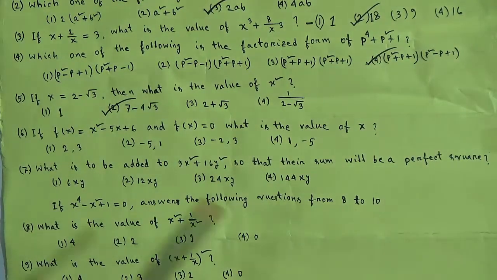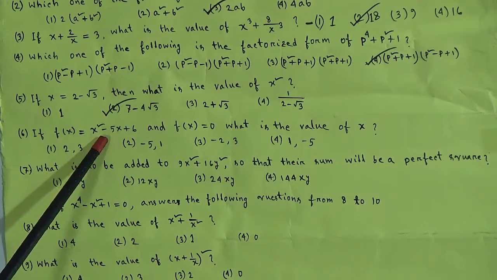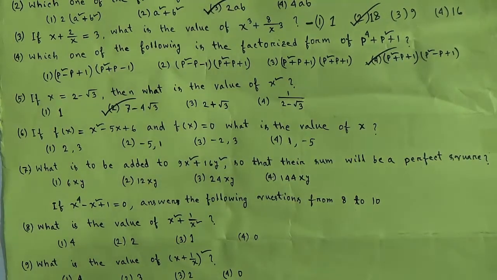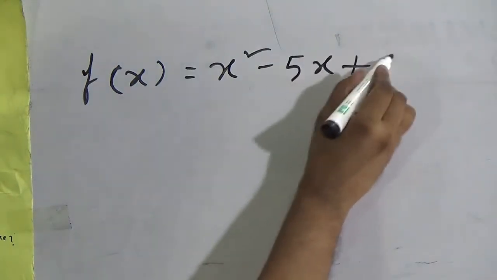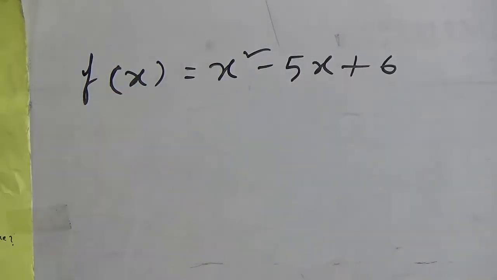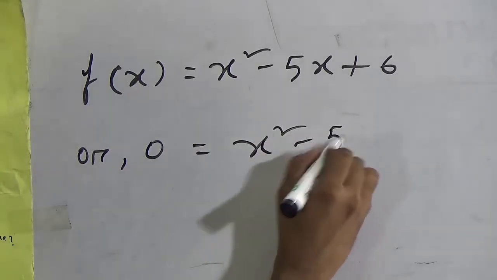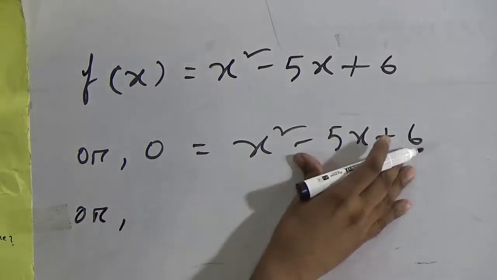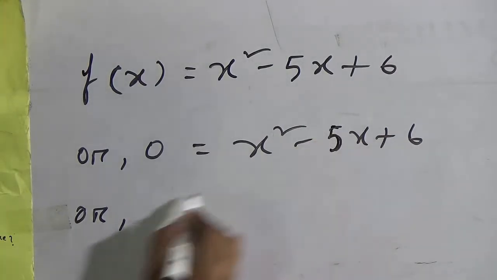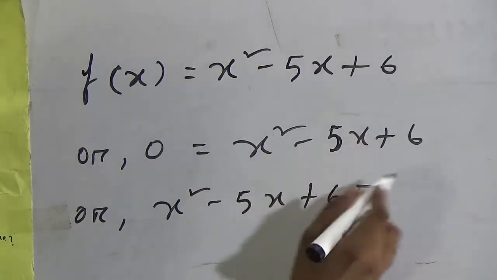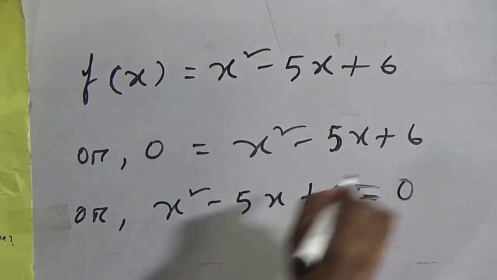Now sixth number, if f of x equal to x square minus 5x plus 6 and f of x equal to 0, what is the value of x? Here it is given that f of x equal to x square minus 5x plus 6, and again given that f of x equal to 0, so instead of f of x we can write 0 also, or 0 equal to x square minus 5x plus 6. Or sorry, we will write this expression on the left side and we will write 0 on the right side.